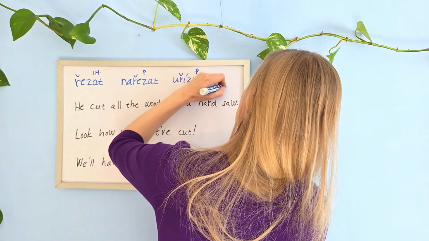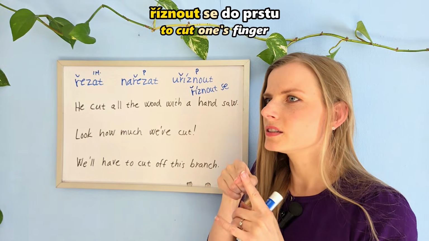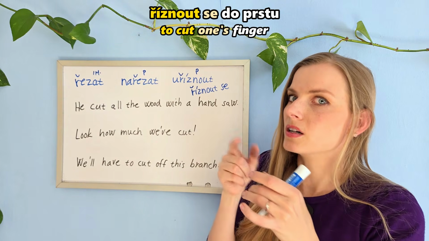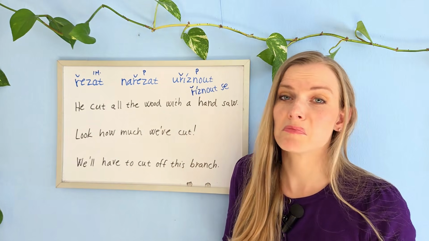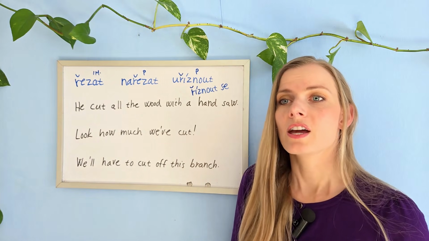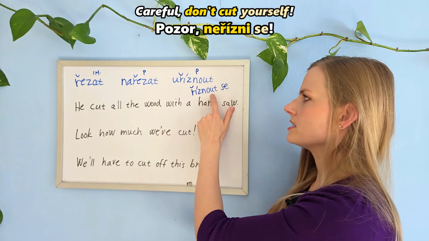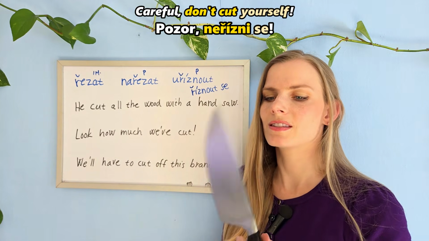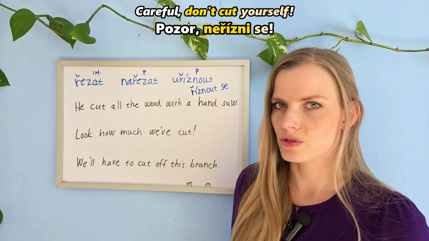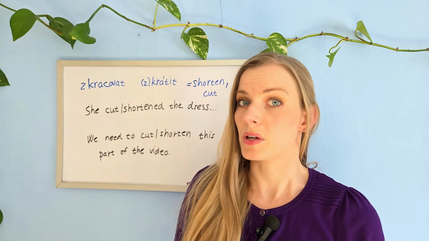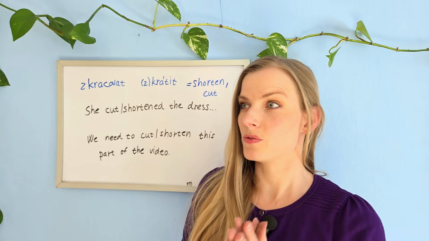Říznout se do něčeho. Říznout se do prstu. To cut one's finger. To make a cut. Not uříznout. If it was uříznout prst, it would be to cut off completely. So if you want to say, don't cut yourself, neřízni se. Pozor, ten nůž je velký a ostrý, neřízni se. Don't cut yourself.